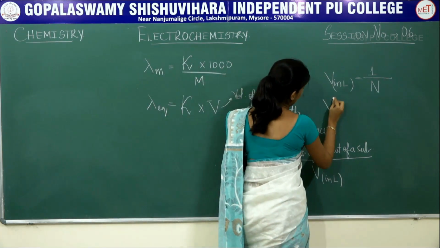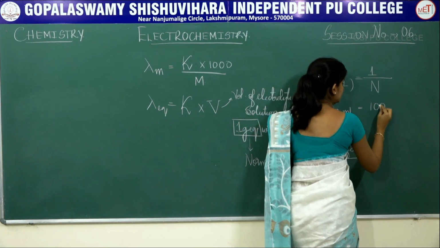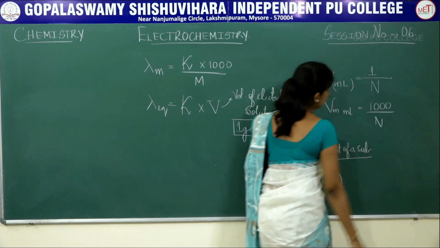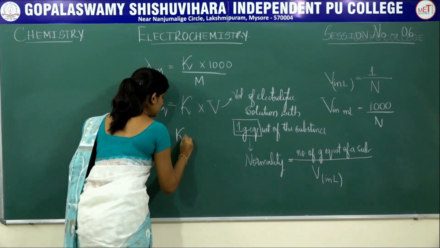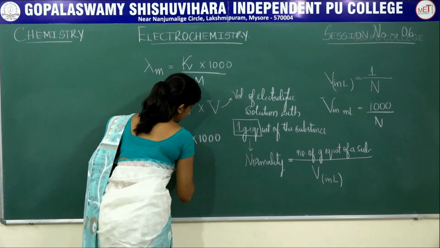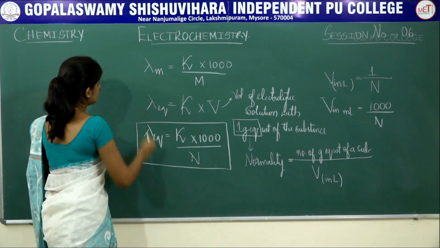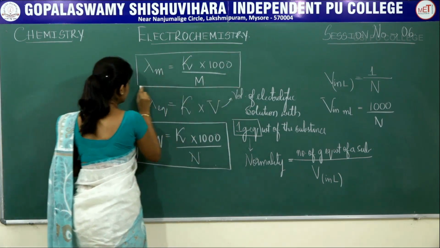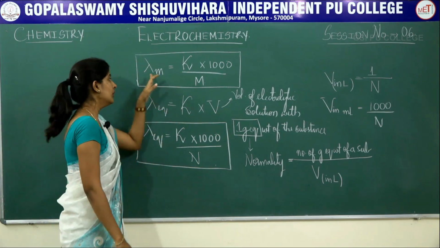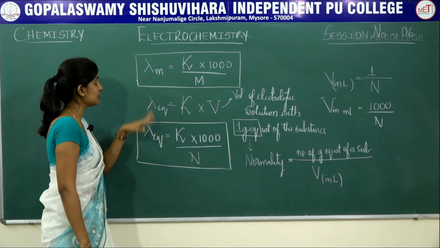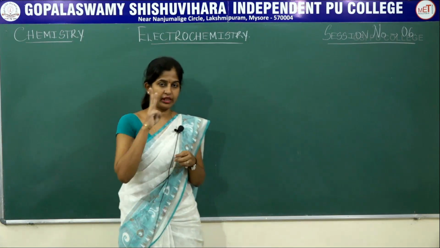So if V is in ml, this becomes equal to 1000 divided by normality. So upon substitution, it becomes lambda EQ is equal to kappa into 1000 divided by normality. So this is the equation for your equivalent conductance, and this is the equation for your molar conductance, which will be utilized to do some numericals based upon molar conductivity as well as equivalent conductance.